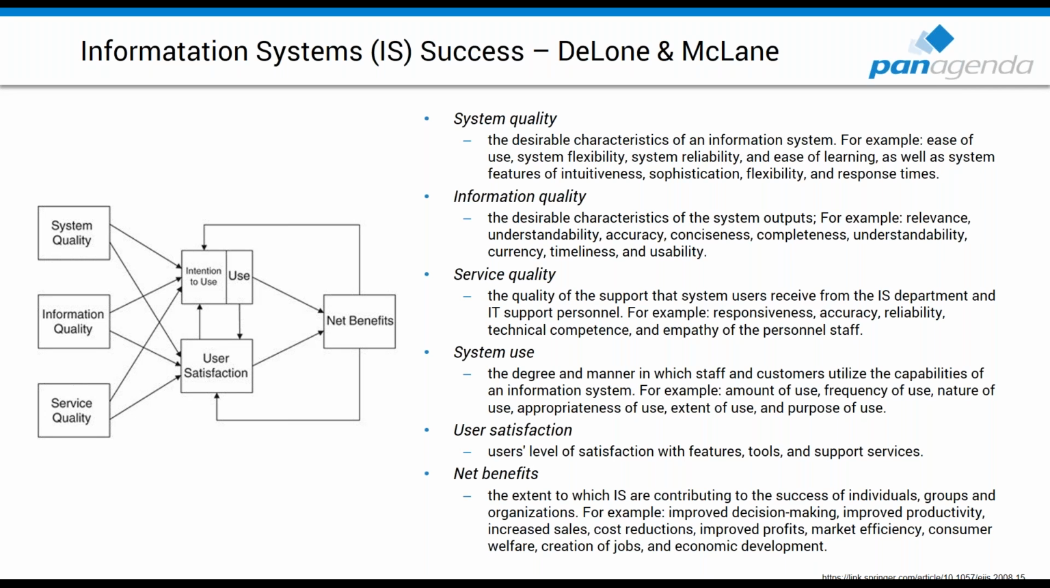And what it kind of says is, to start out, you need to have a quality system that is just a great tool, more or less, that works and that does what it needs to do. Then you need to have quality information. So the information that you put into the system has to have value and relevance. And then you have to have a good support system so that if users have questions or problems or need training, that is all available.